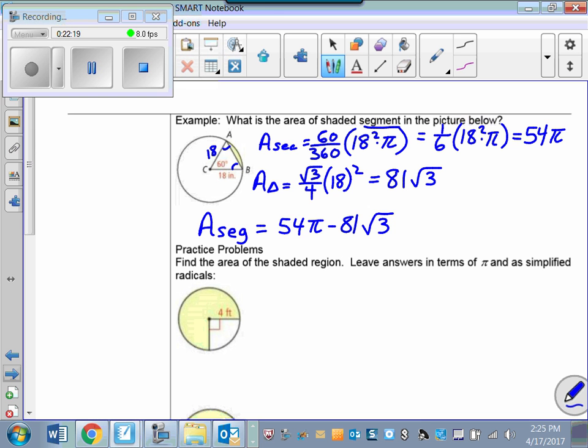And that's all I can do. I can't simplify that. I can't turn it into a decimal. They didn't tell me to, but I'm going to round it off to the nearest hundredths, and that's about 29.35 square inches.